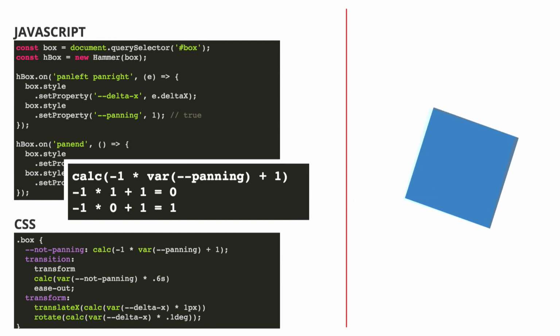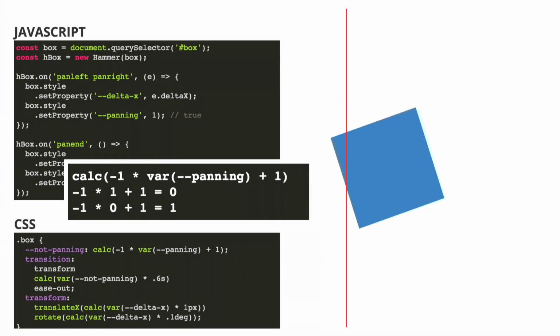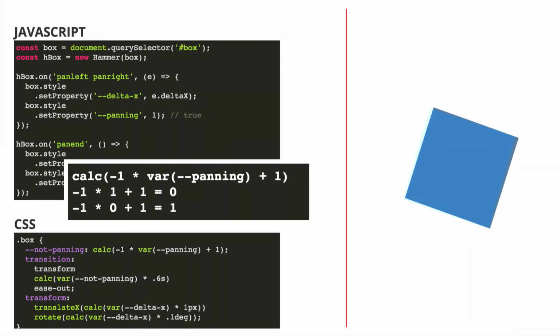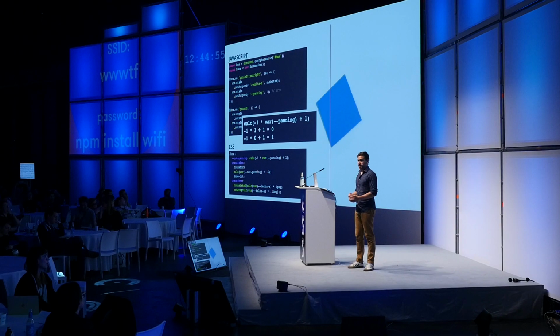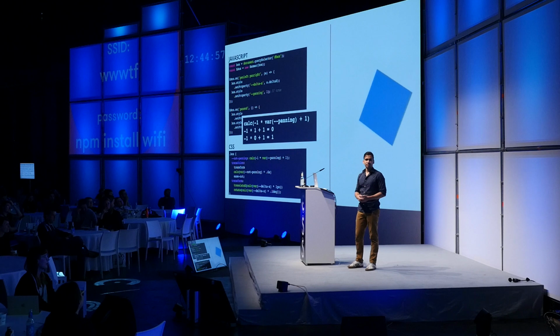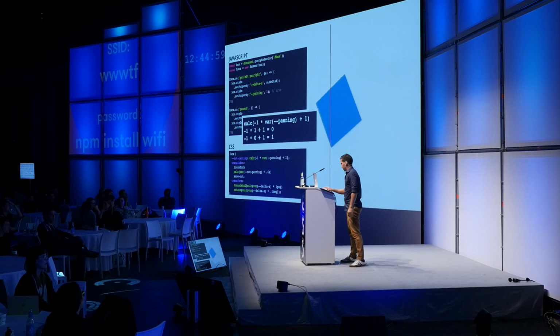And you might see this complex formula over here, and this reverses whatever I passed into panning. So if I am panning, -1 times 1 plus 1 is 0, so it's the opposite. If I'm not panning, -1 times 0 plus 1 is 1, so I am panning. I like to call this Boolean styles, also known as BS, not to be confused with the other BS, you know, bootstrap.